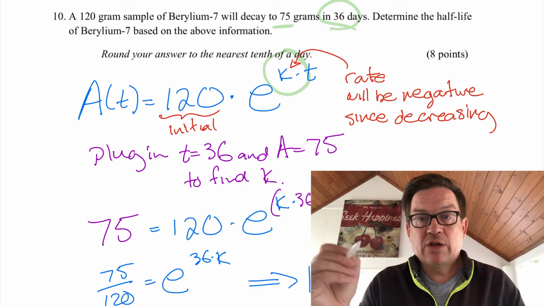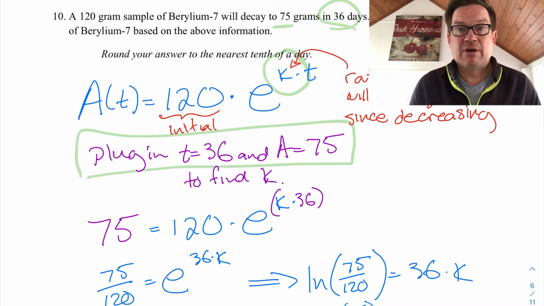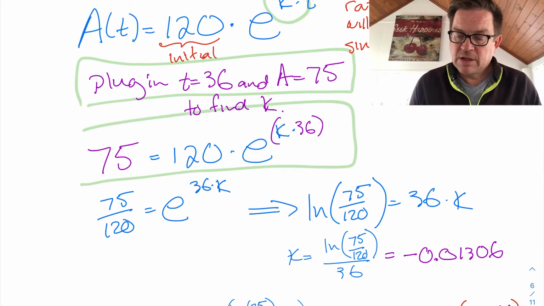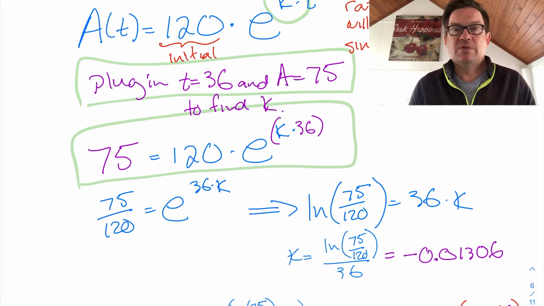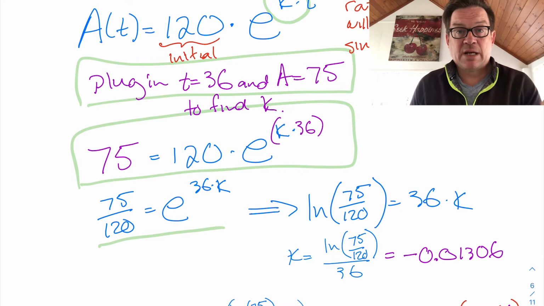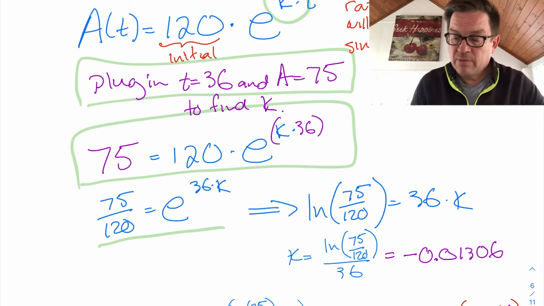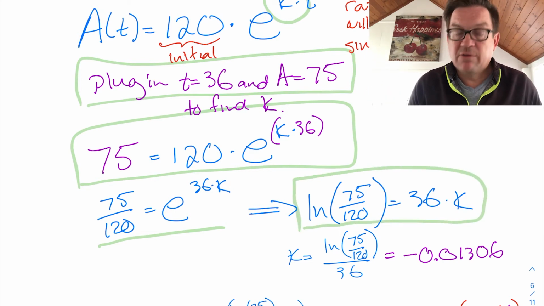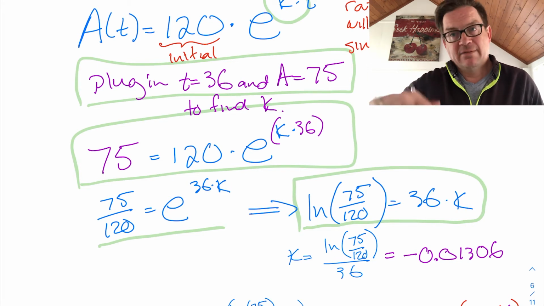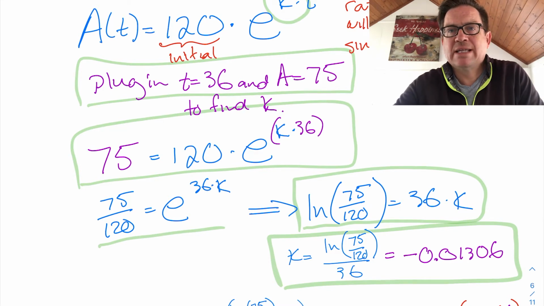So we need to figure out the rate at which it's decreasing, and we do that by plugging in 36 for the time and 75 for the amount. And we get this expression here: 75 is 120 times e to the k times the time, which is 36. Solve that for k, and we can get the exponential part by itself, the e to the 36k, and then switch to the logarithm version of that. The ln of 75 over 120 equals 36k. Divide both sides by 36, and we end up with k being a really pretty small negative number.